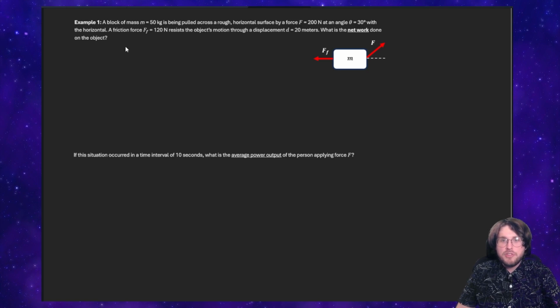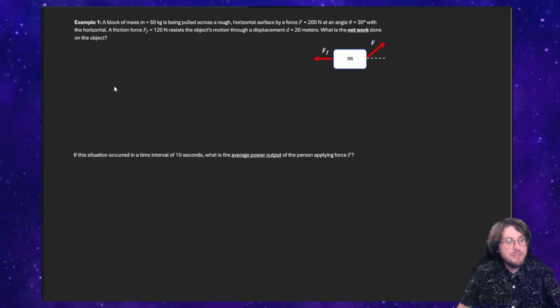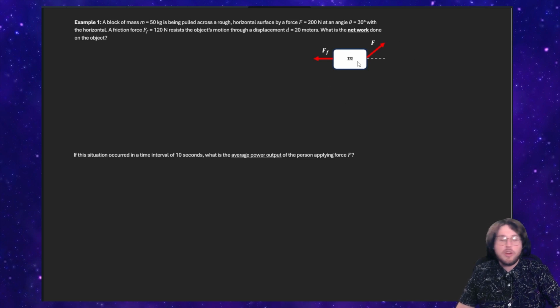Right. So our first example here is fairly simple. We've got a block being dragged along a rough horizontal surface by a force F equals 200 newtons at an angle of 30 degrees with the horizontal, depicted over here. We also nicely are given the friction force outright, which is 120 newtons, and that resists the object's motion through a displacement of 20 meters. So all of these forces are being applied through a distance of 20 meters.